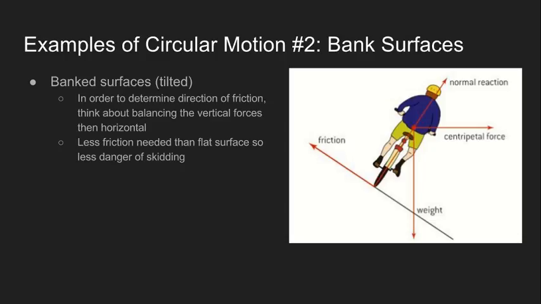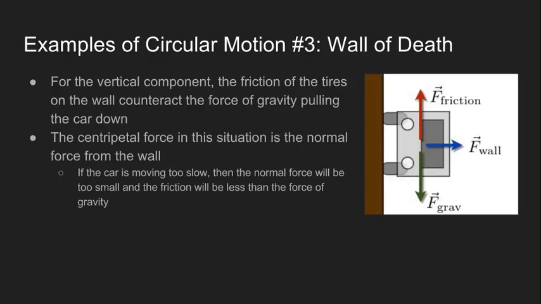The reason we use banked surfaces in the first place, if you ever drive on the highway, they're banked, is that the banked surface will help you stay on the right track, and you won't have to increase your velocity to such a large amount. It helps regulate speed, and overall you need less friction than on a flat surface, so there's less skidding, because it's the horizontal component of your normal reaction force that keeps you moving in a circle.